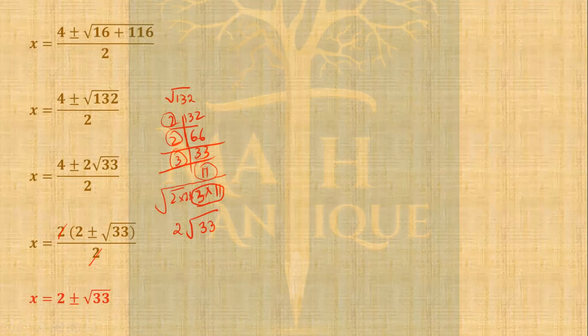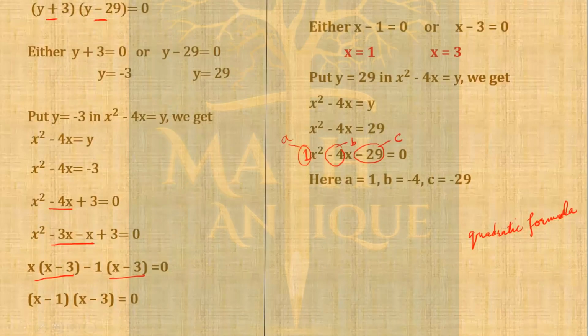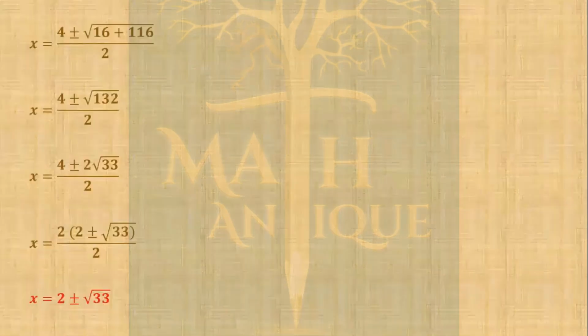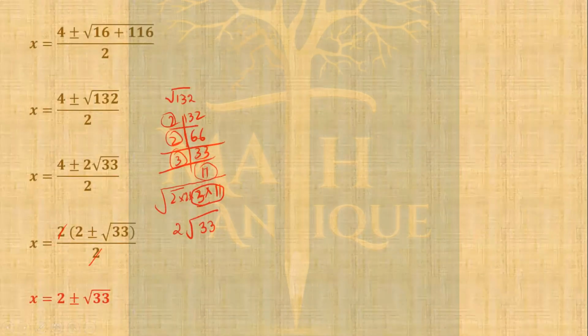These are two answers, so we have 4 answers. You can see here, these are 2 answers: x is equal to 1 and x is equal to 3. And now these are 2 answers. So now we have 4 values of x: x is equal to 1, x is equal to 3, x is equal to 2 plus under root 3, and x is equal to 2 minus under root 3. Now let's verify whether these values actually satisfy the given equation or not, one by one.